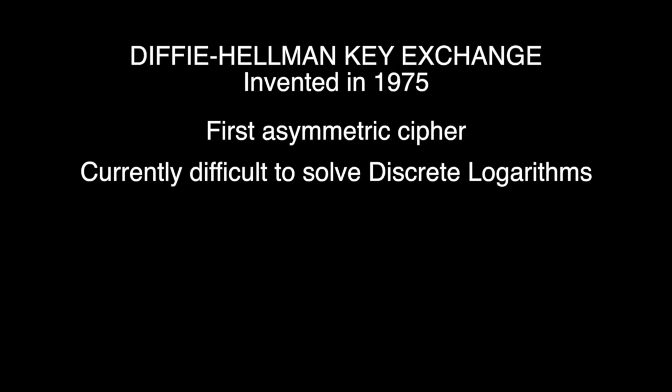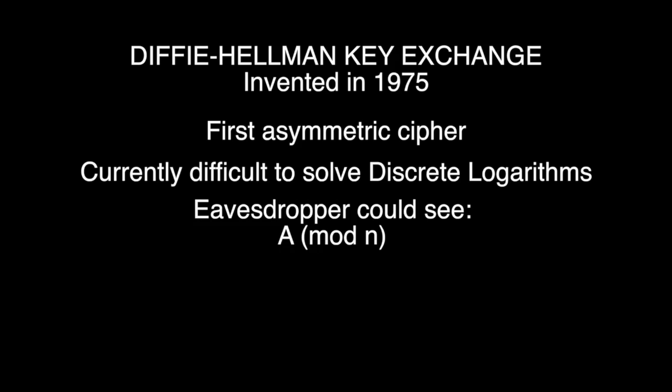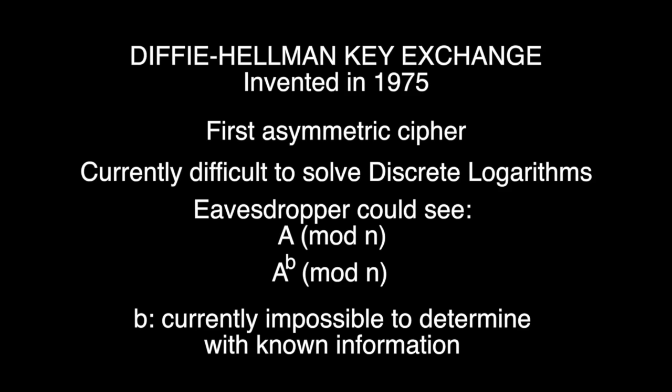Lastly, in 1975, the Diffie-Hellman key exchange protocol was invented. This is the first known asymmetric cipher. This approach is predicated on the fact that the discrete logarithmic problem is currently very difficult. An eavesdropper trying to intercept the message could see the original number, such as a, and the result of an exponentiation, such as a to the b, but currently cannot determine b, under the rules of modular mathematics. Diffie-Hellman exploits this fact to ensure the transmission of secure messages.